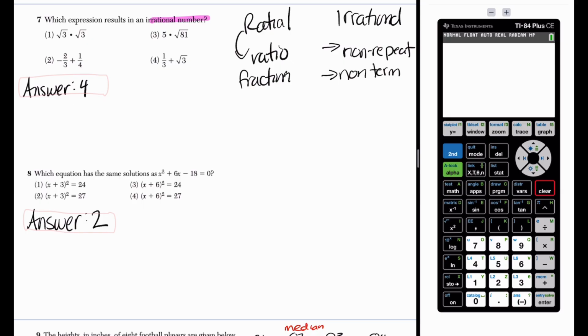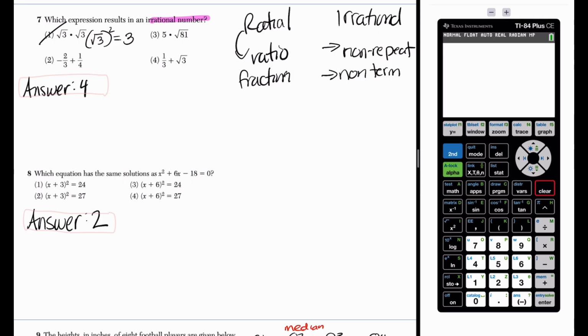So for the first one, we have a square root times a square root, which is kind of like saying the square root of 3 squared, which is the same way of saying 3. 3 is definitely a rational number. I can write it as 3 over 1. So we'll cross that one out.